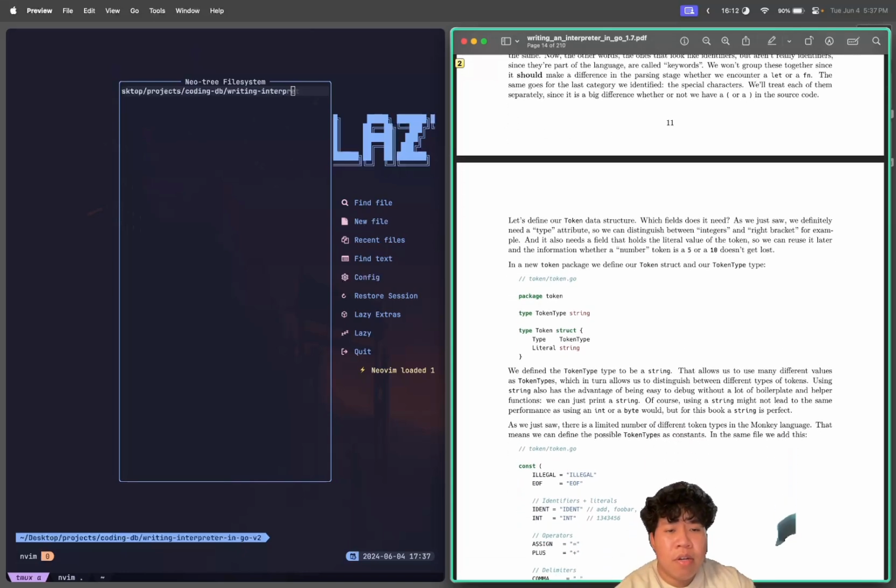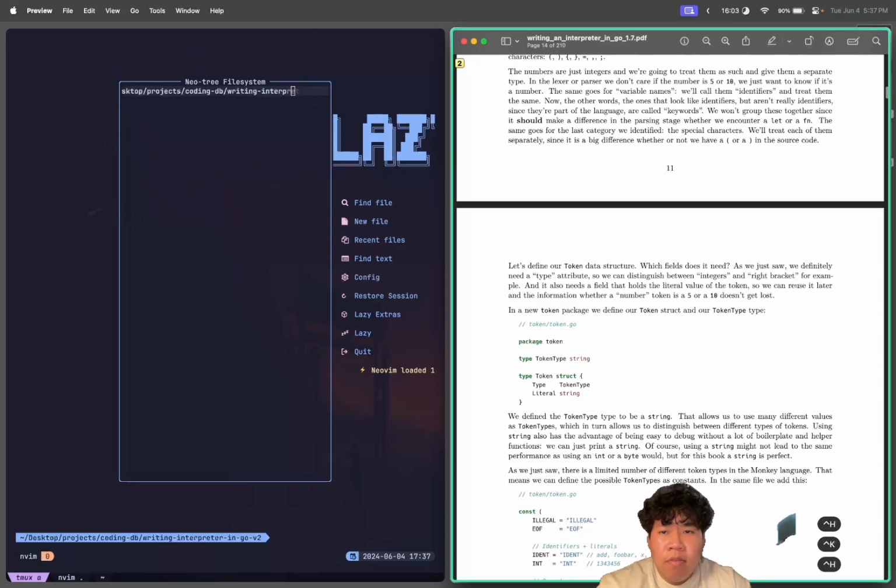Let's define the token data structure. Which fields does it need? As we saw, it needs a type, integer, and so on. Okay, finally getting to the code.